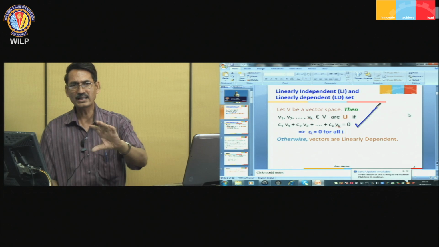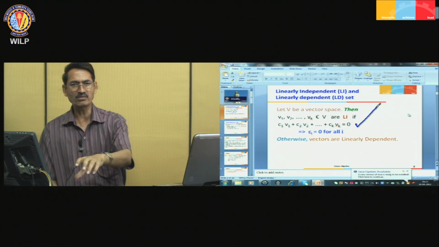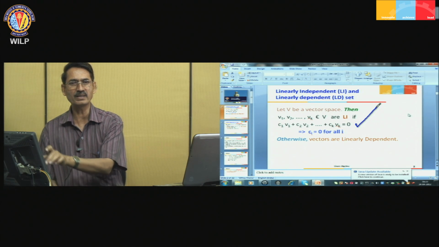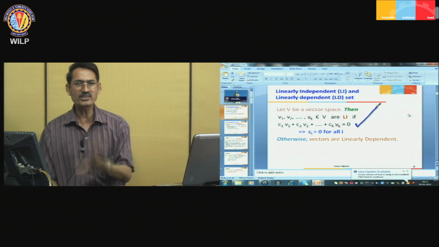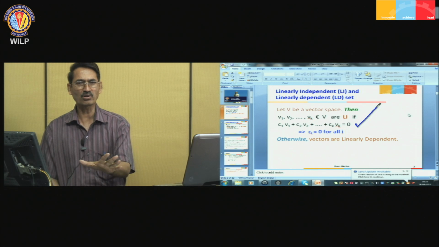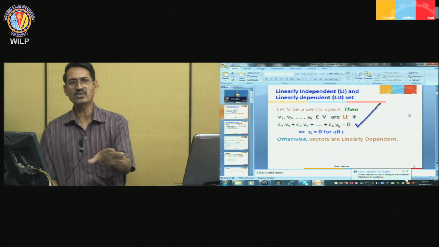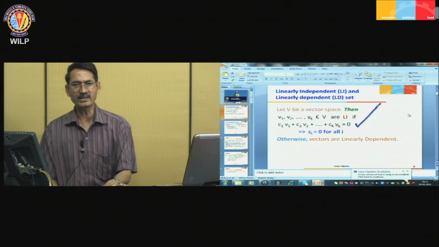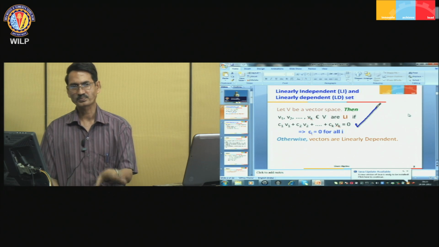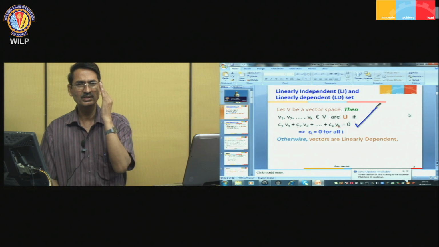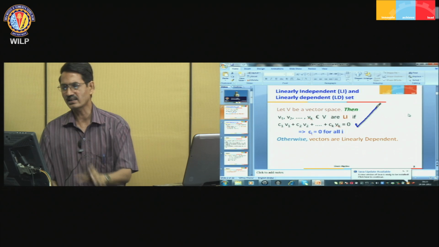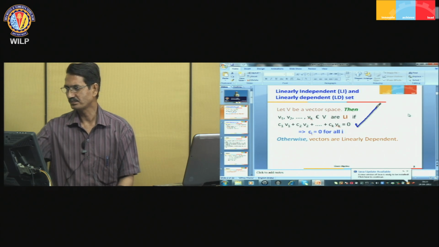So if you make a linear combination C1 into V1 plus C2 into V2 and so on and so forth plus Ck into Vk is equal to 0, solve this equation. If we are getting only the 0 solution, no other solution, then we shall say that these vectors V1, V2, Vk are linearly independent. And if there is any other solution which is different from 0, then we shall say that these vectors V1, V2, Vk are linearly dependent.